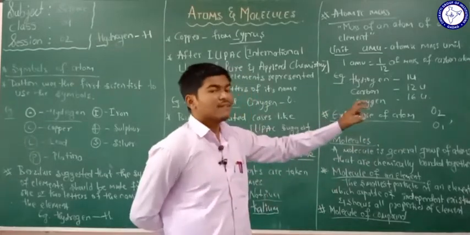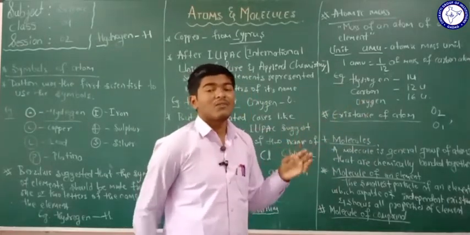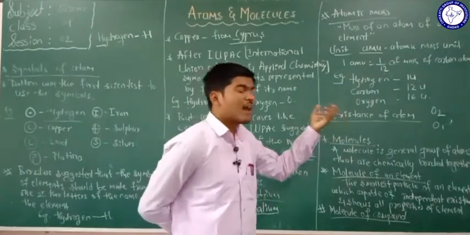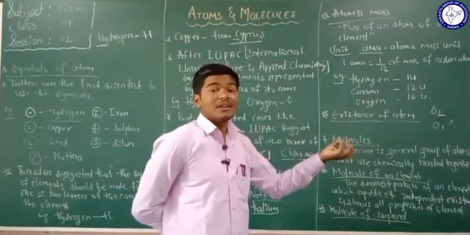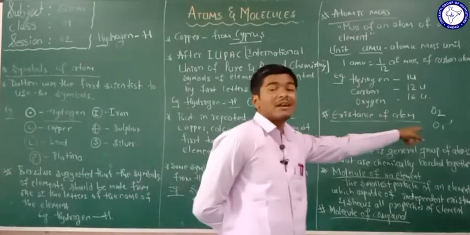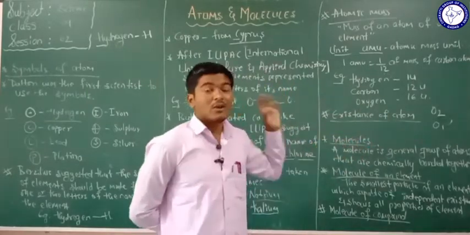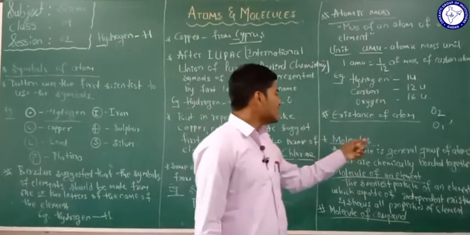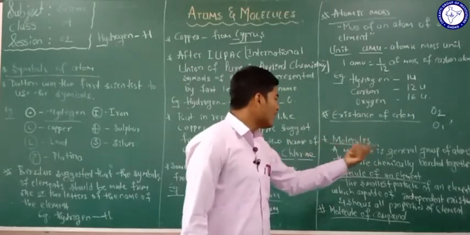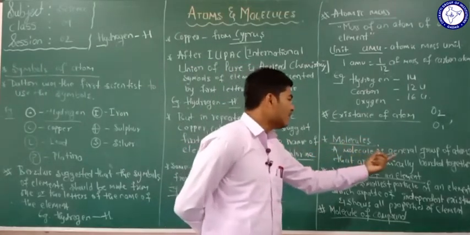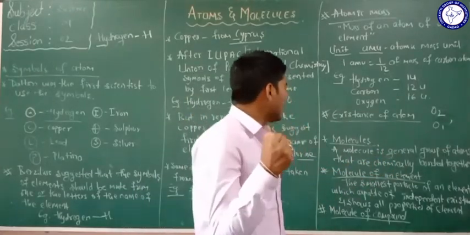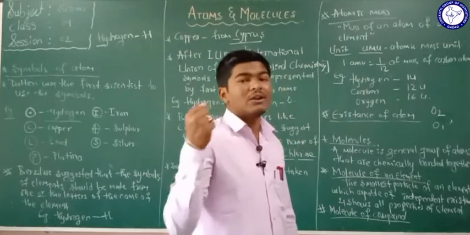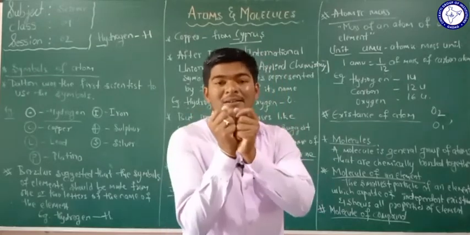So the atoms do not freely exist, because they always exist in a combination of atoms. That combination of atoms is nothing but a molecule. What are molecules? A molecule is a group of atoms that are chemically bonded together. It is a group of atoms.